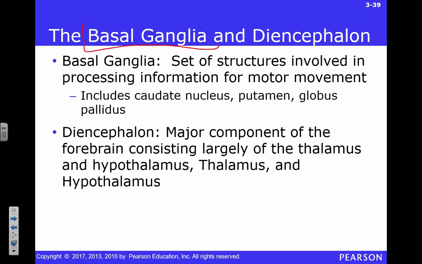Hey, who loves the basal ganglia? These guys are fun, right? There are a bunch of structures in the basal ganglia. Some people will give you different answers. Mostly we're going to think about the caudate and the putamen. Globus pallidus is going to be in there as well, and a few other places, nothing to worry about. These guys are involved in motor movement, right? So motor movement.